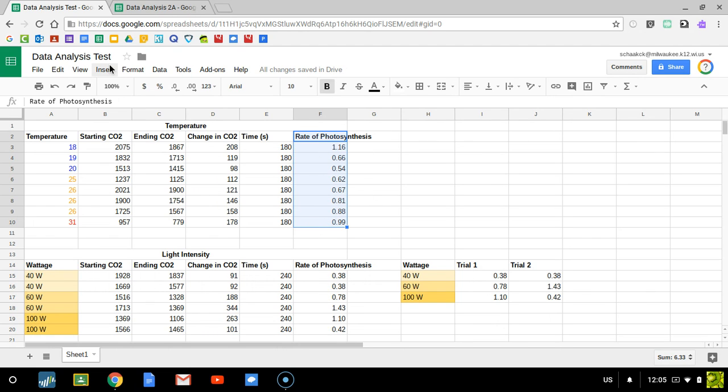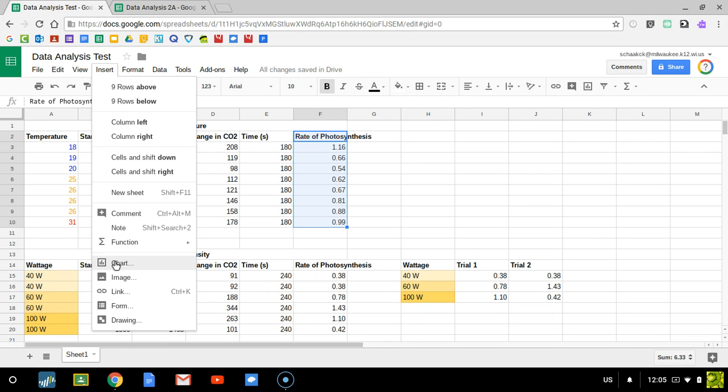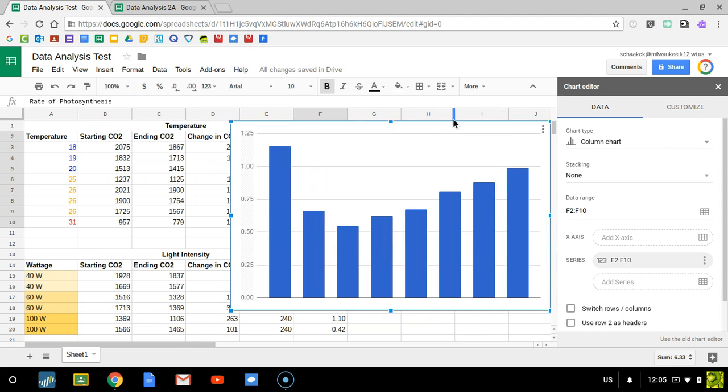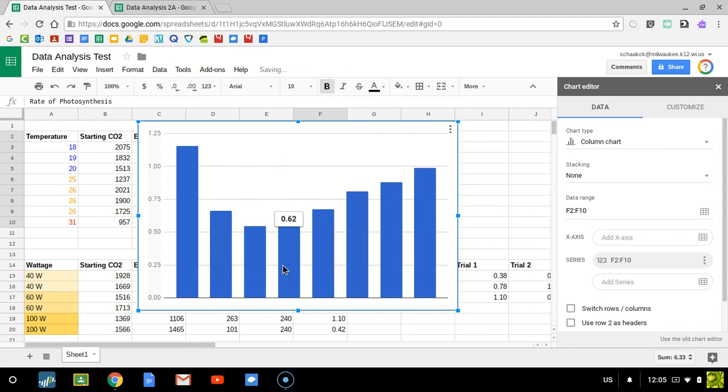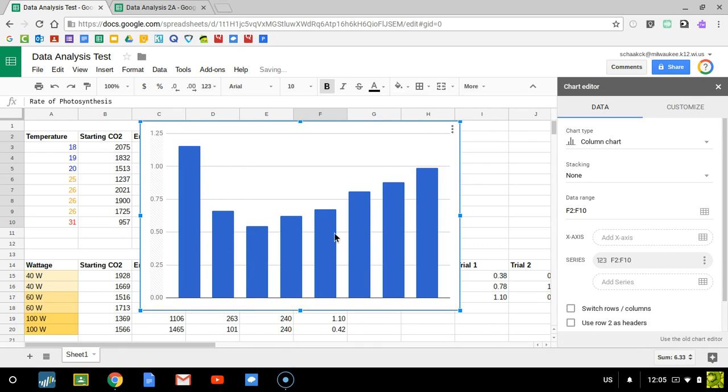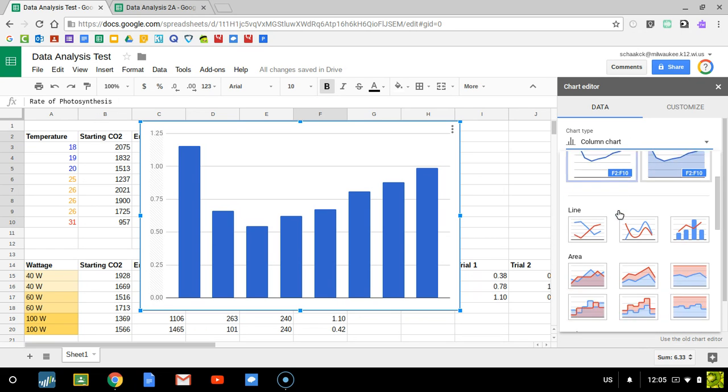We're going to go up to Insert. We're going to go to Chart, and it tries to pick one for us. Now this column chart is garbage, and here is why. It's trying to show us a trend that may or may not exist because we have a couple data points over here. They're at the same temperature, and it's just yuck. I don't want to use it. It's icky, so we're going to change it up.